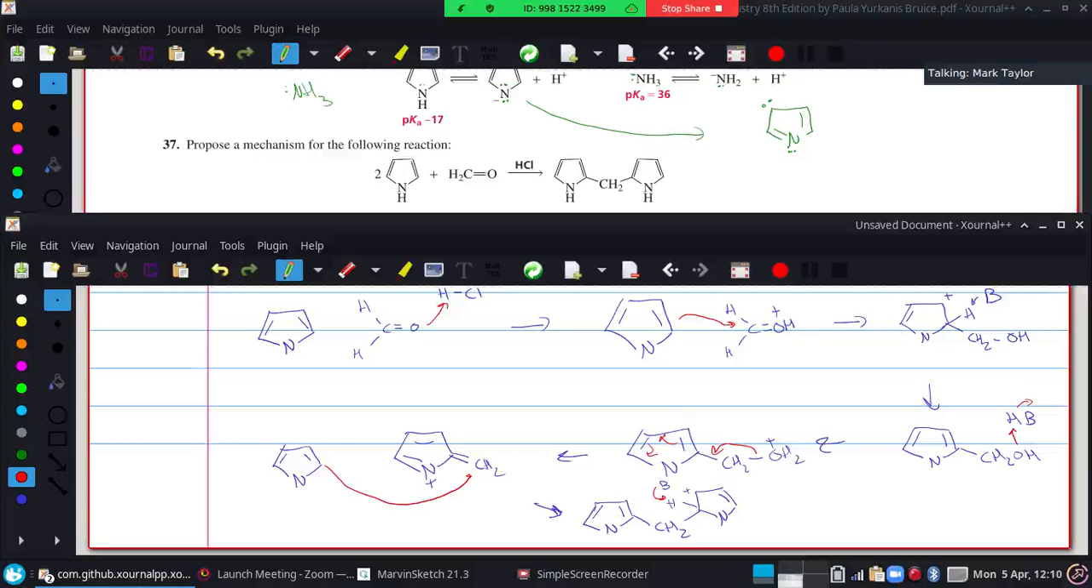I do imagine you do need to add acid to get that going, because we would need that formaldehyde to be a little bit more reactive. Yeah, I think that's a good one.